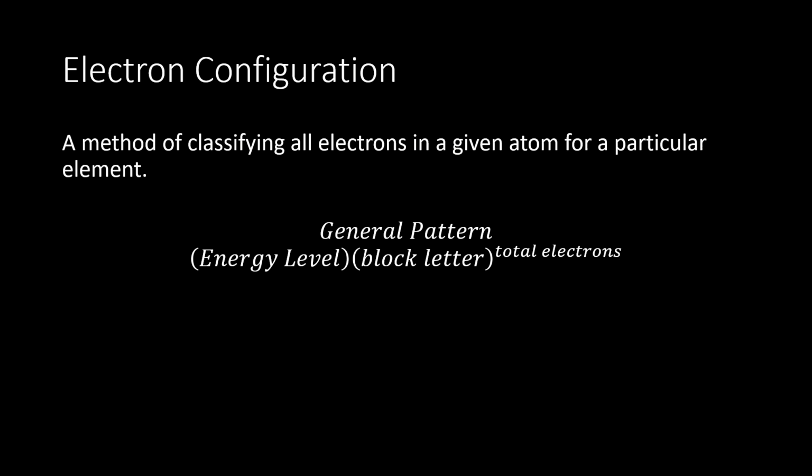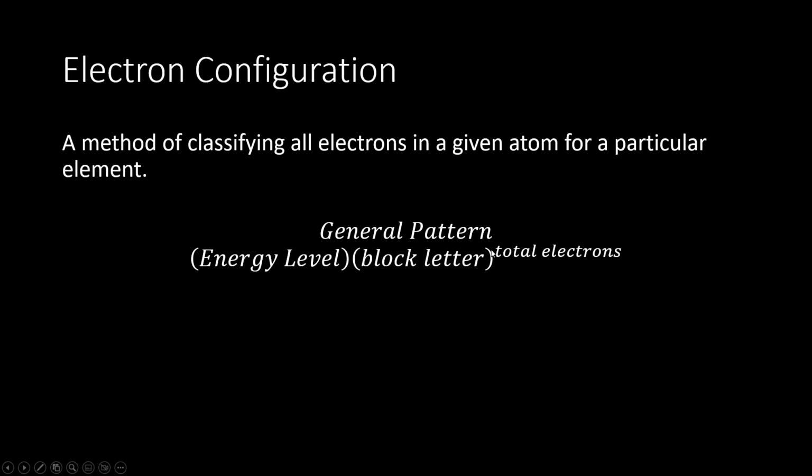Now let's do electron configuration. Electron configuration is a method of classifying every electron in a given atom for a particular element. Here's our general pattern. Our first number is our energy level. Then we have the block letter, which describes the type of electron we're looking at. This could be S, P, D, or F.